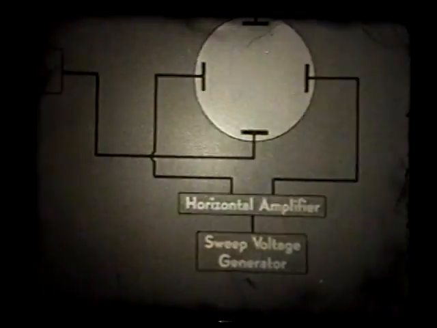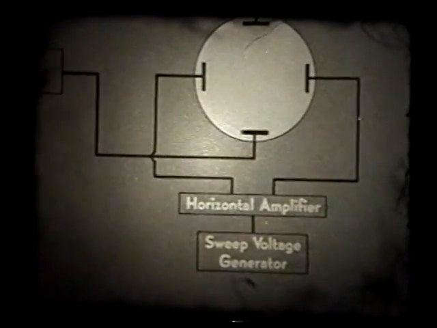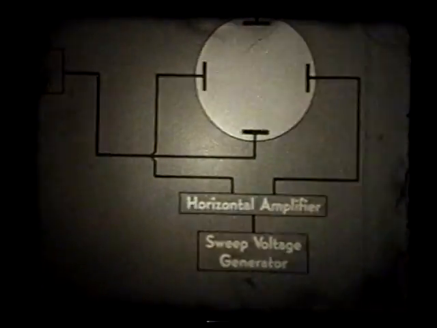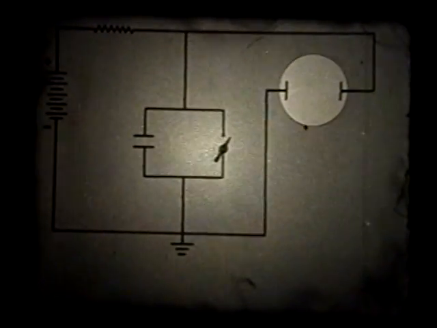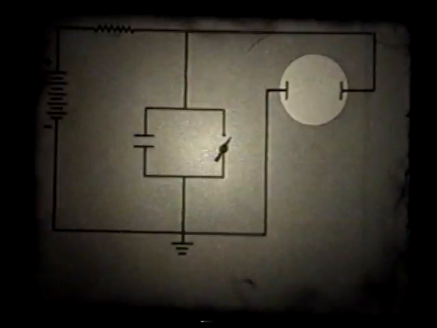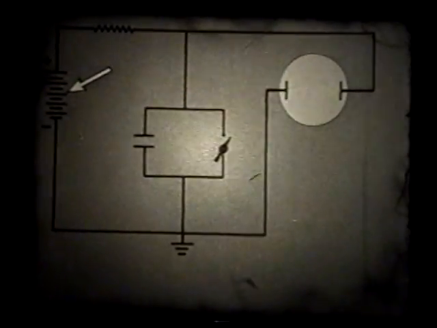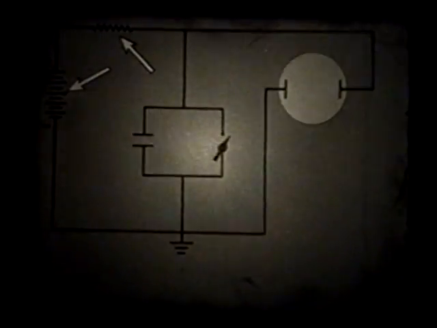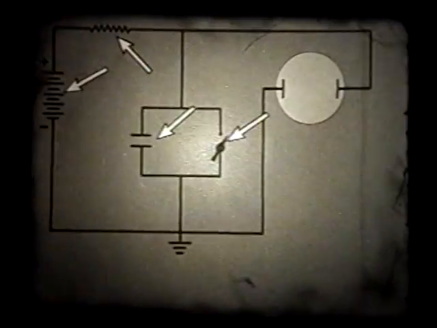Now let's see how the sweep voltage generator works. This same circuit is sometimes called a sawtooth generator or relaxation oscillator. Here's a diagram of a simplified circuit. There are four main parts to this circuit: a source of constant potential, a limiting resistor, a condenser, and a discharging device.